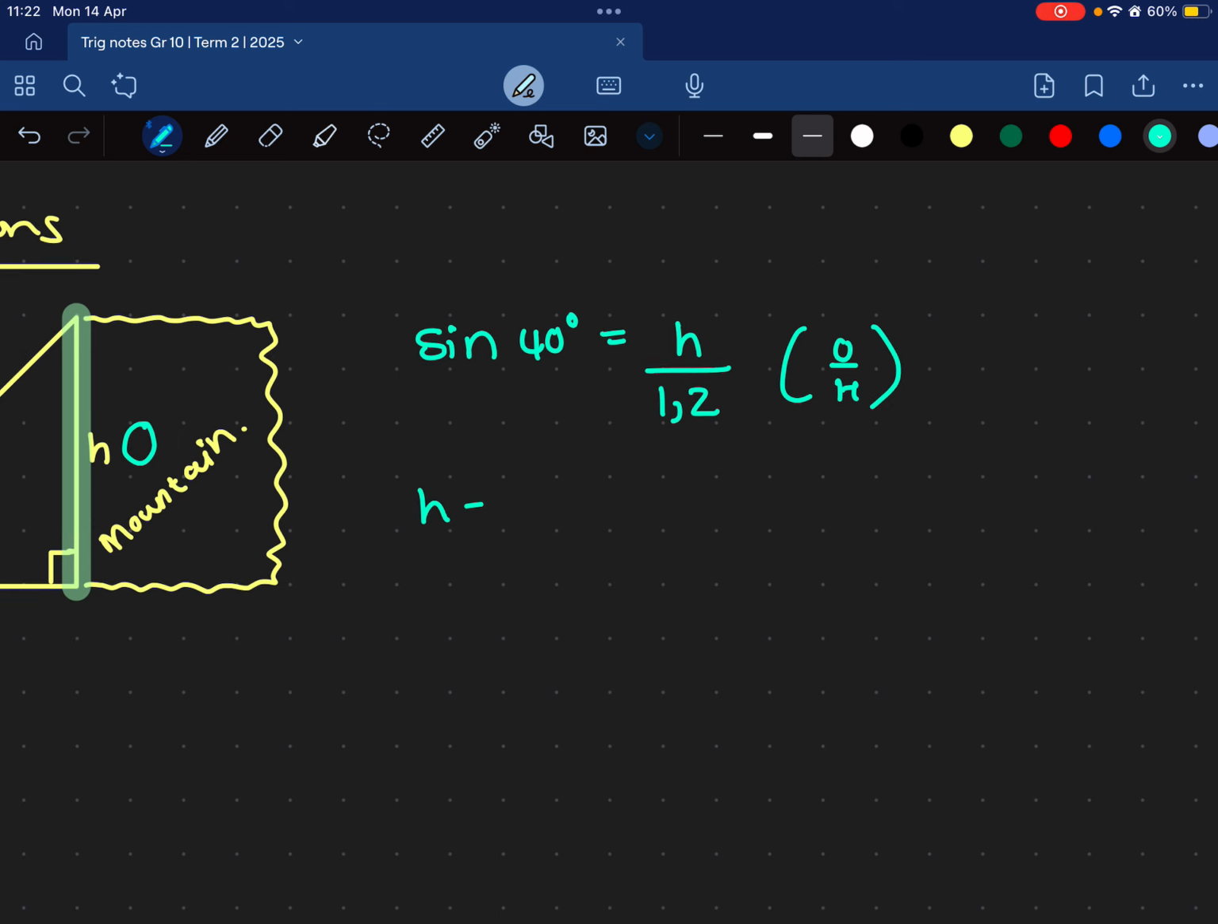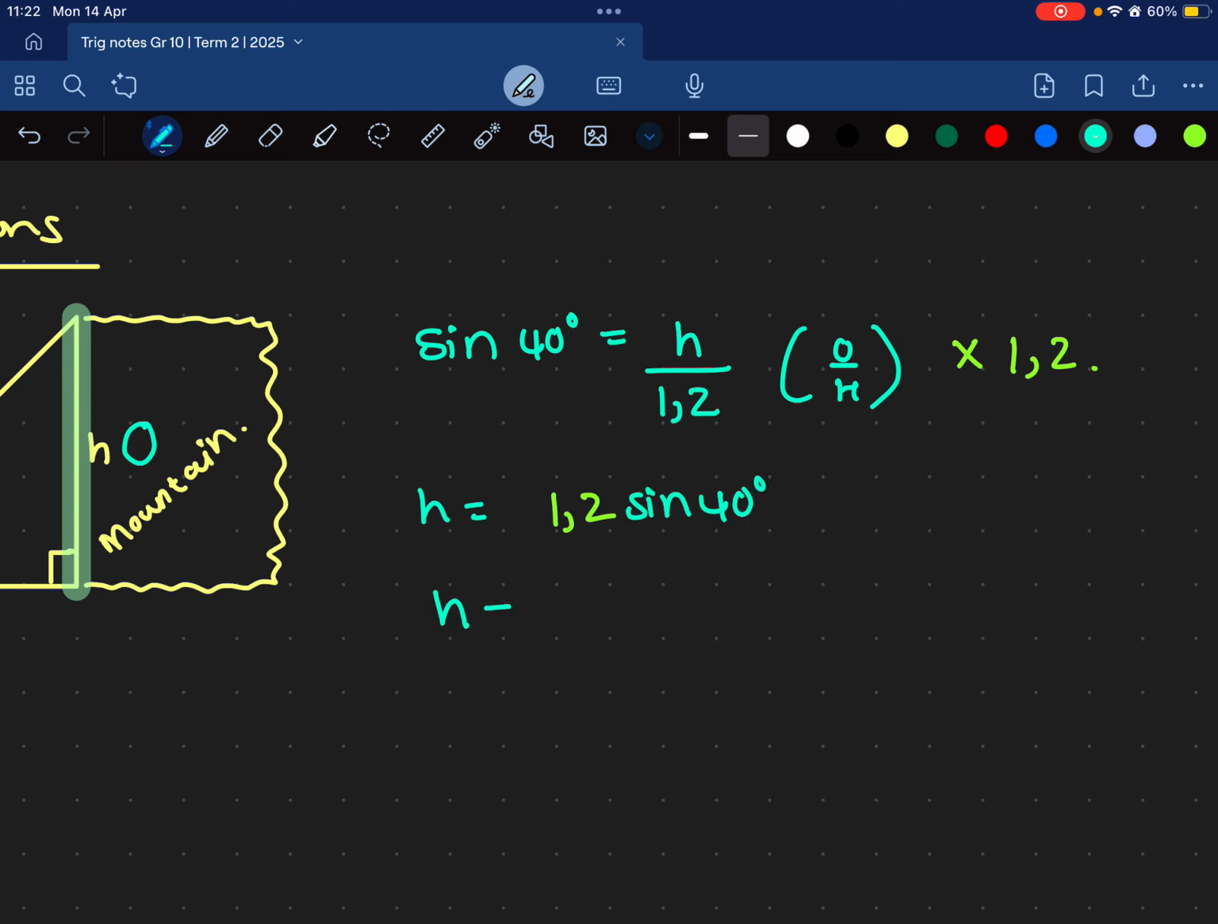Okay, so if you want h on its own, you can see that you're dividing by 1.2, which means that on both sides, you're going to have to multiply by 1.2. So you'll have h is equal to 1.2 times sine of 40 degrees. And then you'll put that on your calculator and you'll get 0.77. They said to one decimal place, so that would be 0.8.